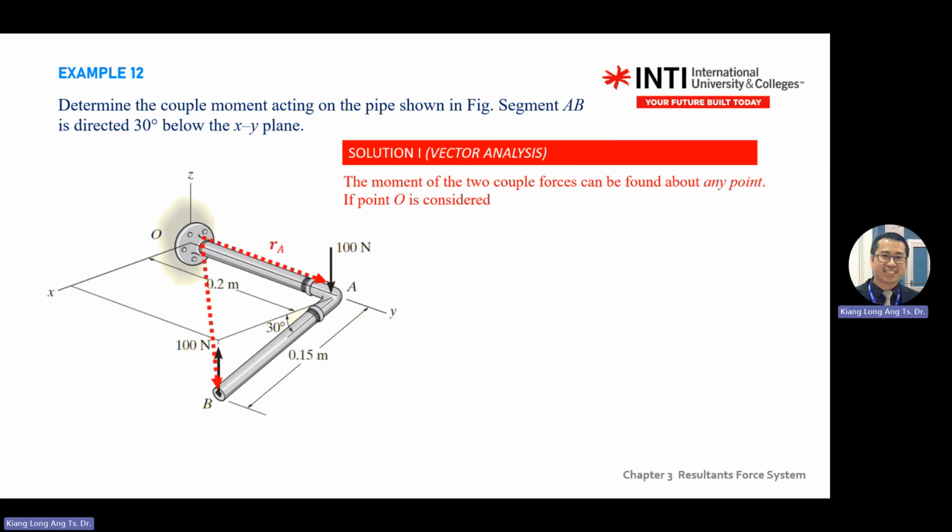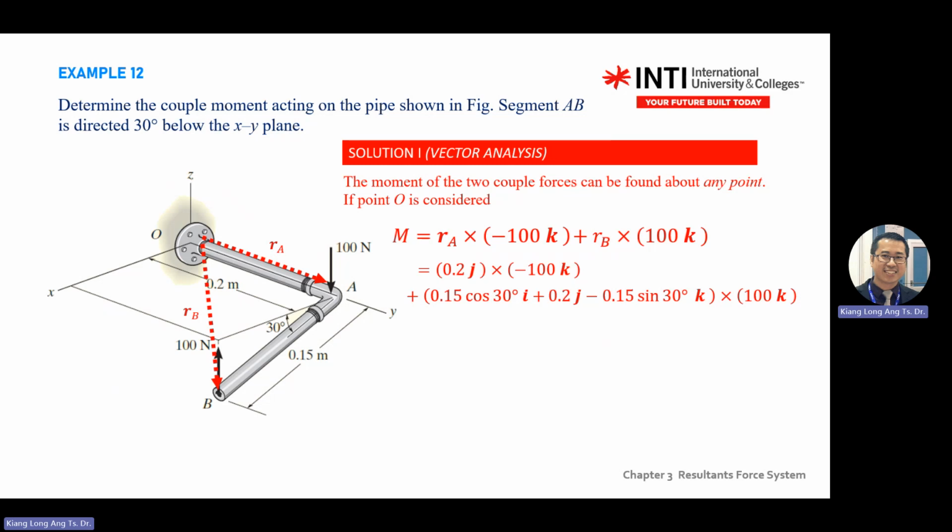You can use R cross F, the moment from O. If you want to take moments from O, this is the more lengthy way. If you look from O, R cross F, we have two sets. R cross F, this one, remember, goes down, negative. Plus RB goes up, positive. So RA is going 0.2, so 0.2 J in the Y direction.